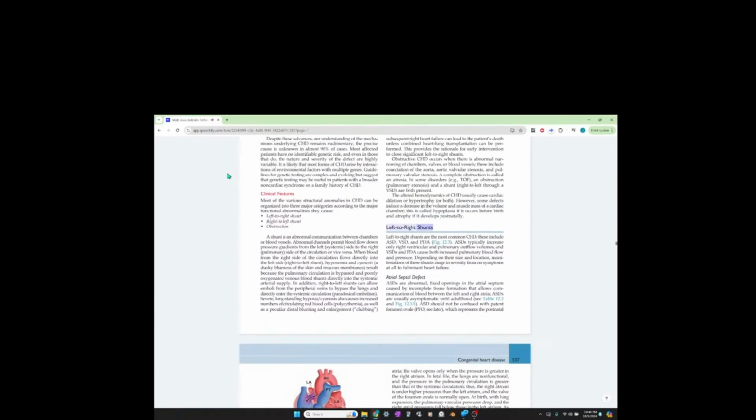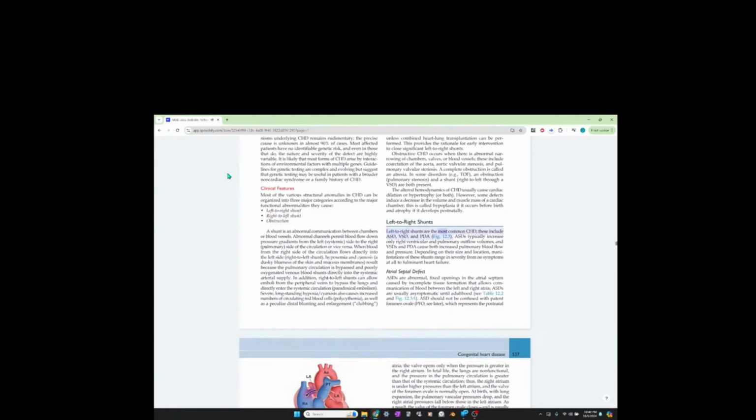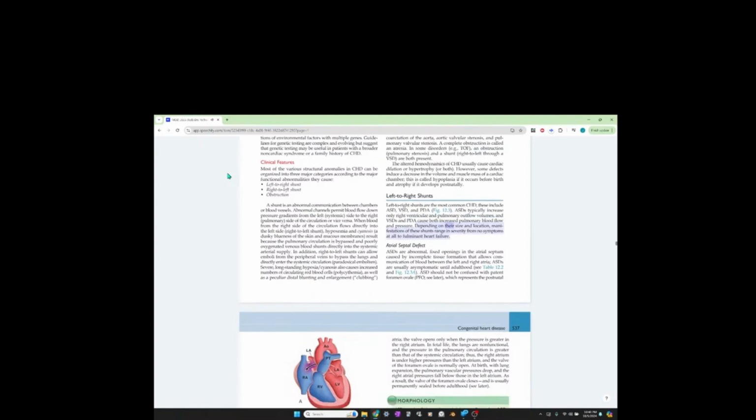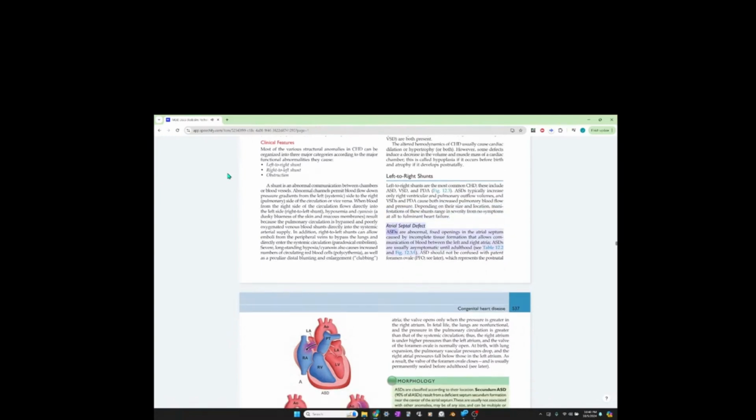Left to right shunts. Left to right shunts are the most common CHD. These include ASD, VSD, and PDA. ASDs typically increase only right ventricular and pulmonary outflow volumes, and VSDs and PDA cause both increased pulmonary blood flow and pressure. Depending on their size and location, manifestations of these shunts range in severity from no symptoms at all to fulminant heart failure. Atrial septal defect. ASDs are abnormal, fixed openings in the atrial septum caused by incomplete tissue formation that allows communication of blood between the left and right atria. ASDs are usually asymptomatic until adulthood.